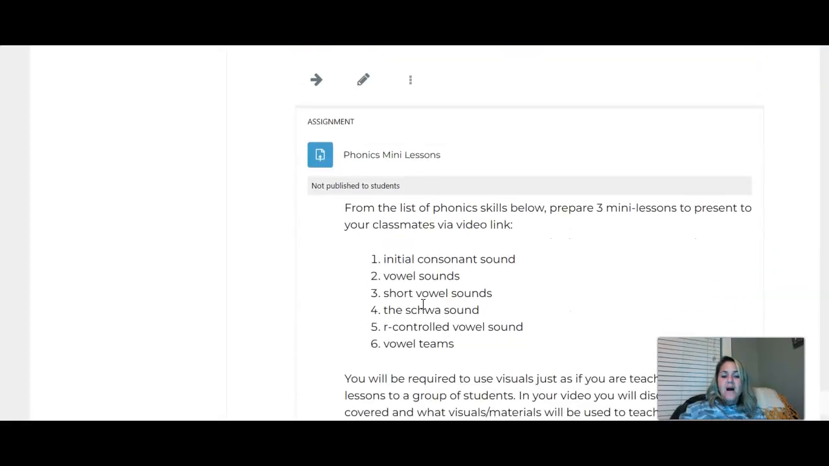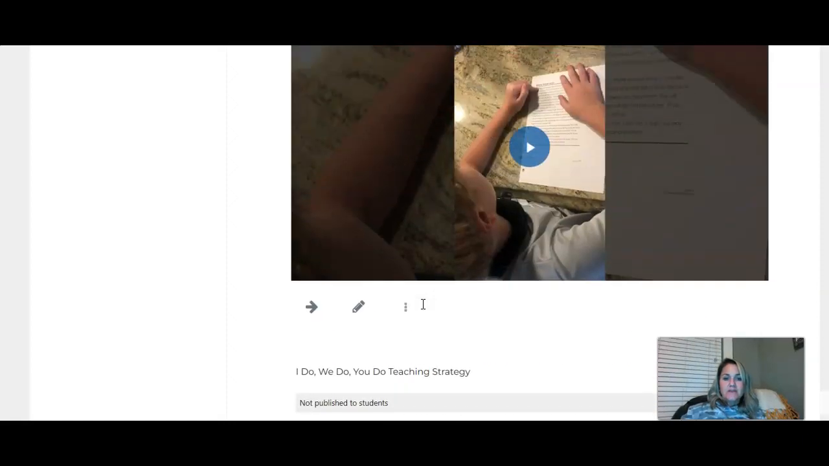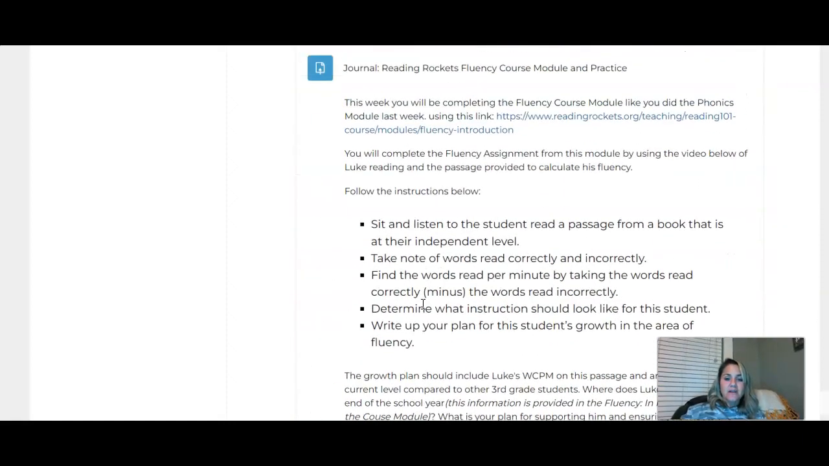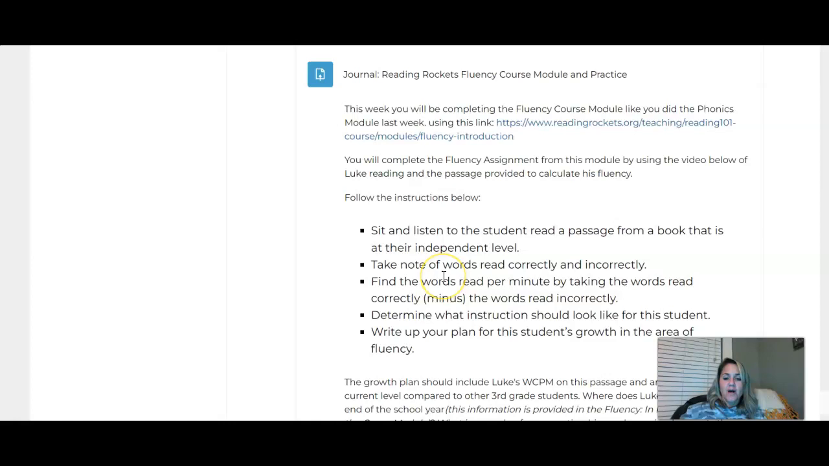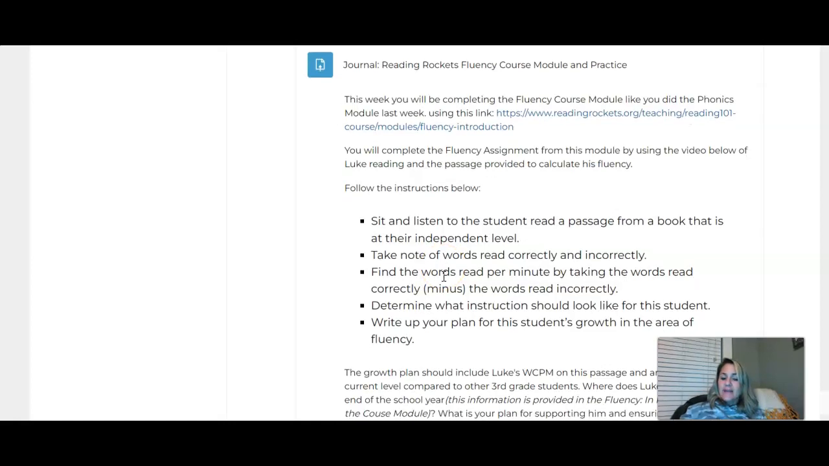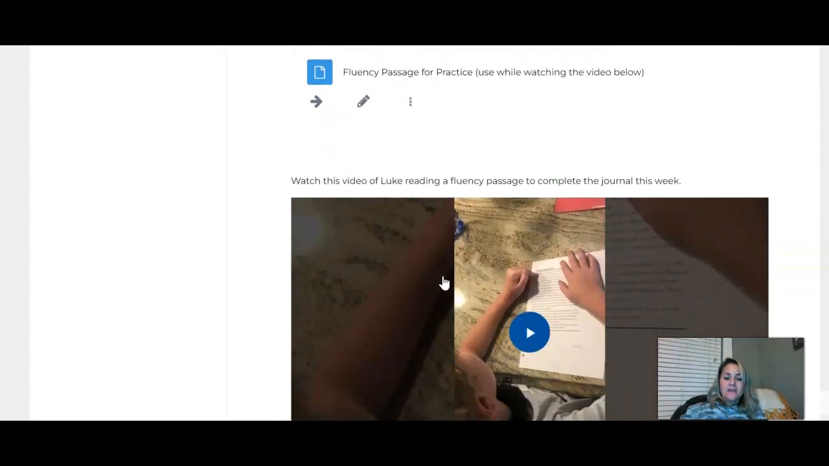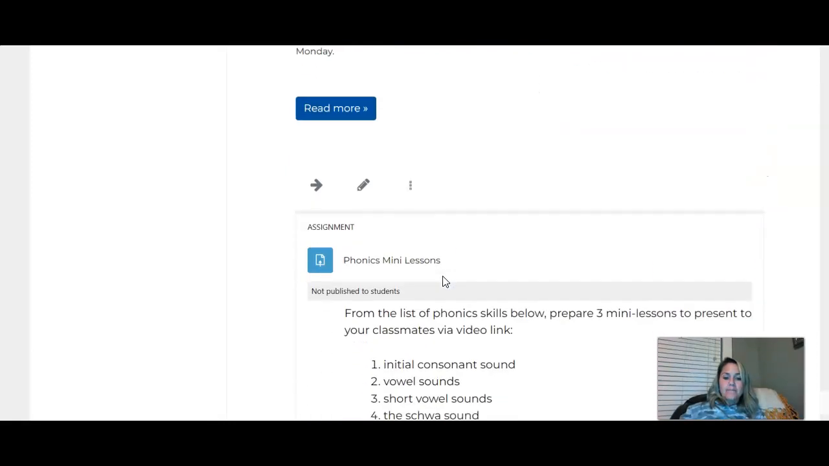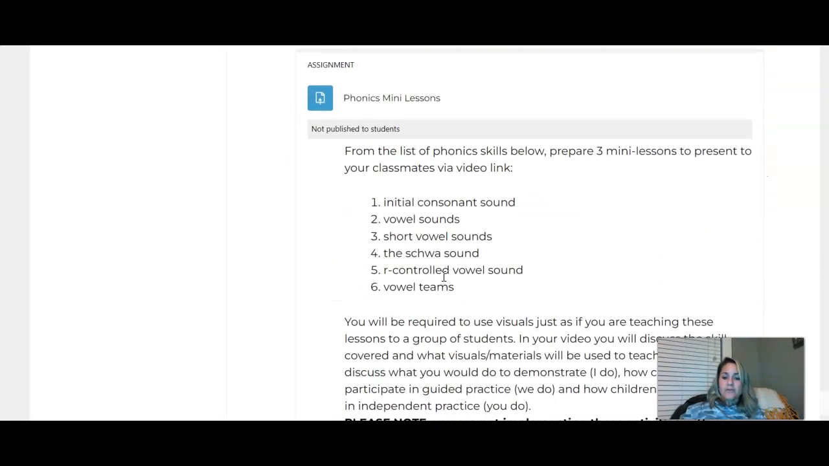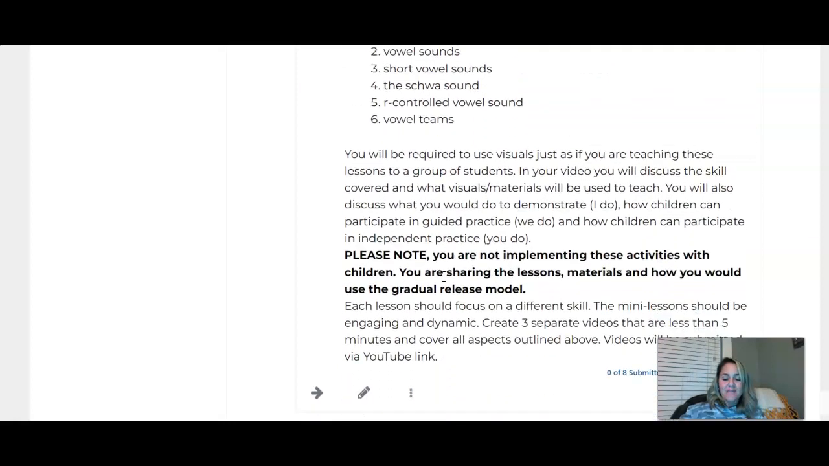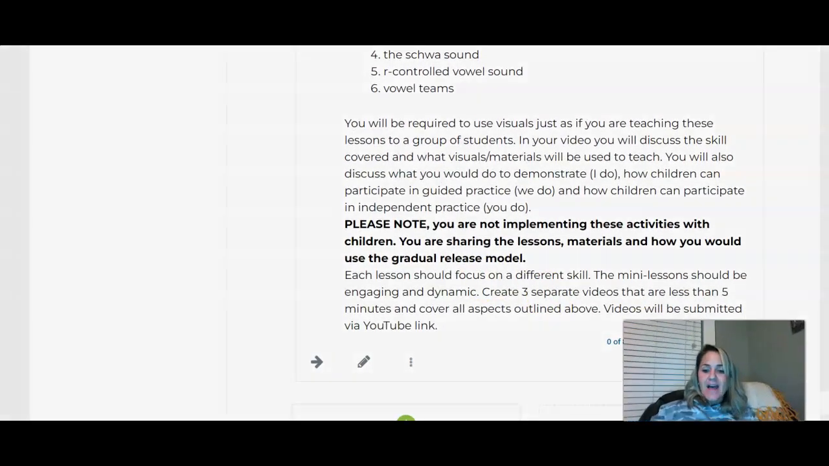So 2 assignments due this week. The Reading Rockets course module that includes the activity follow-up, where you are creating a plan for Luke on improving his fluency skills, and then the phonics mini lessons, where you're demonstrating your understanding of how to provide phonics instruction and how to use the I do, we do, you do teaching method. Get tongue-tied on that.